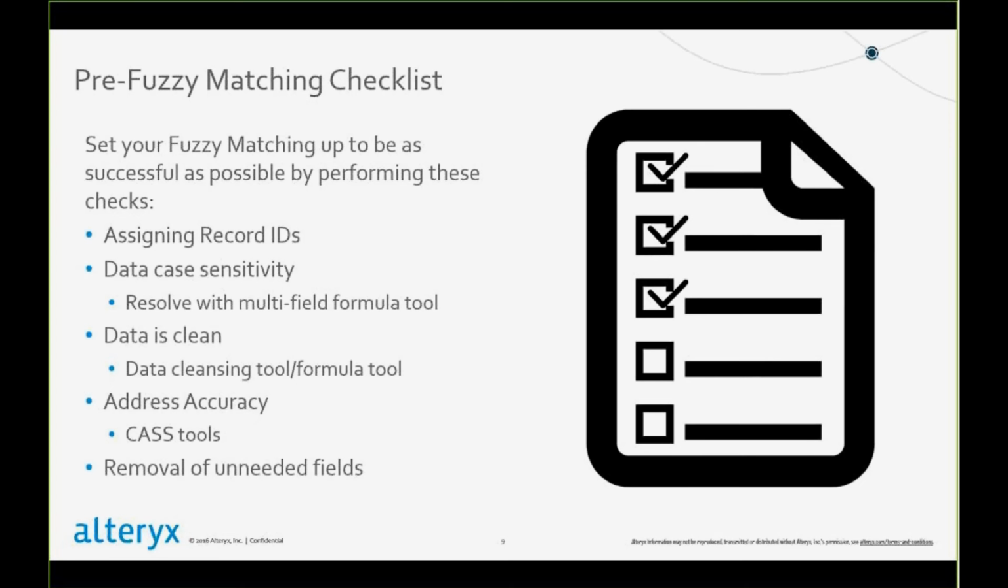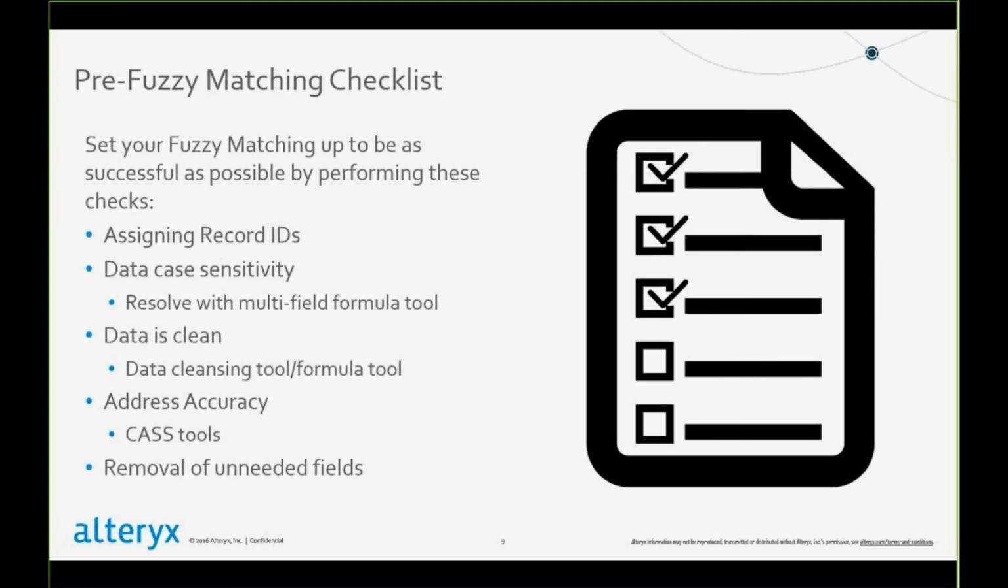The very first thing that matters when doing a fuzzy match is assigning a record ID. That is so you can identify the matches after the fuzzy match process. And you'll see I recommend assigning your own record ID from scratch, even if you think you already have one. I always prefer to assign my own, and I'll show you how to do that later.